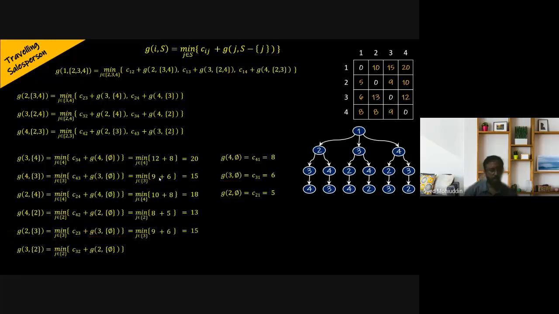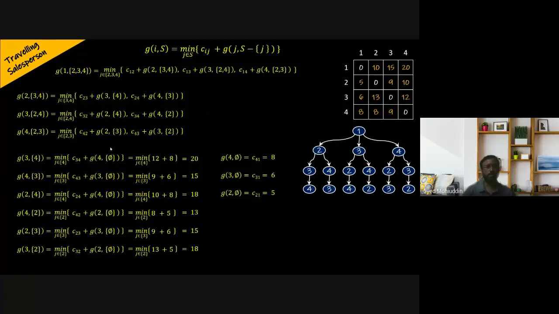Then the last thing in this stage is G of 3 to 2, which will be cost of 3, 2, and cost of 3, 2 is 13. That is the cost of the edge from vertex 3 to vertex 2, plus G of 2 comma null, which is nothing but in this case 5. So we get the value as 18. So now we have computed these values. We will substitute these values in the previous equation.